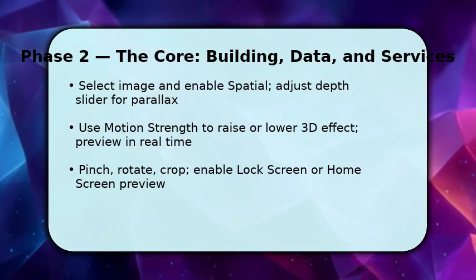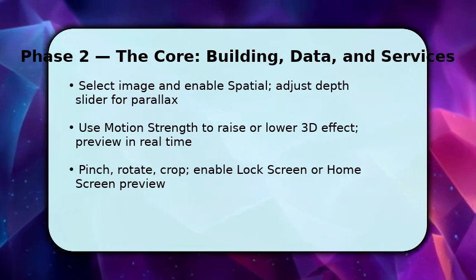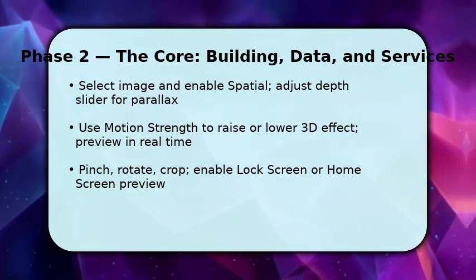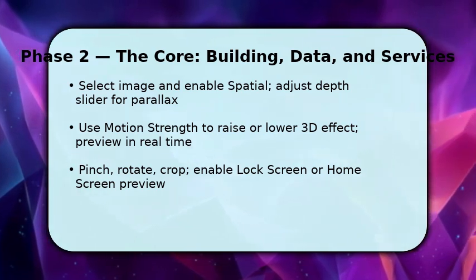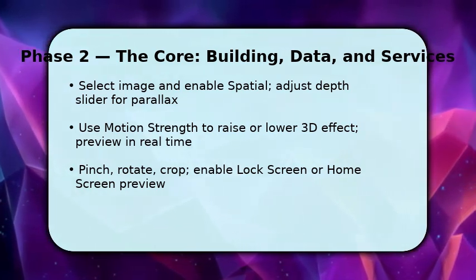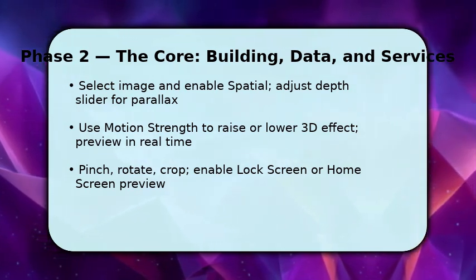You now fine-tune depth and motion to craft a convincing spatial effect. Once the image loads, enable spatial mode and adjust the depth slider until subjects float naturally relative to background. Make sure to change motion strength to balance subtlety against realism. Preview the result by tilting the device.